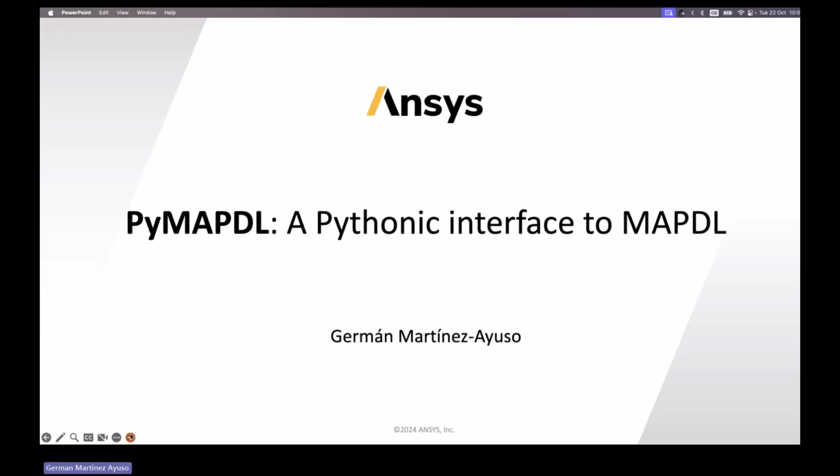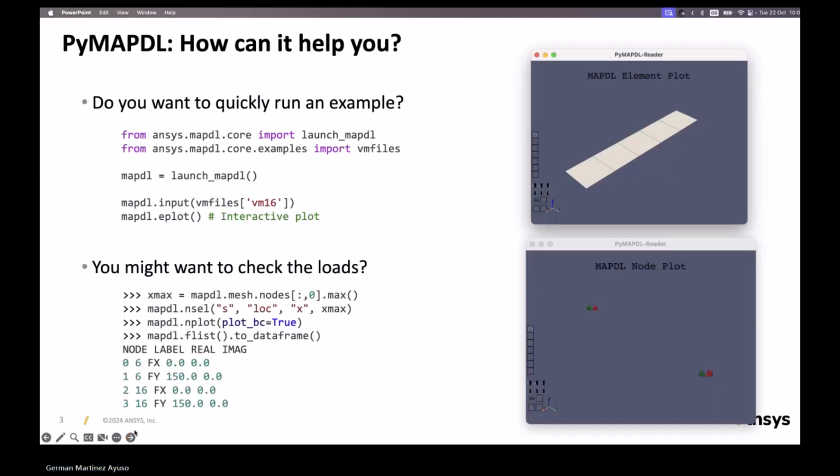So I will start with PyMAPDL, which is the Pythonic interface for MAPDL. I was thinking how PyMAPDL can help you guys, people who use MAPDL on a normal day-to-day basis. So, quick recap. What happens if I want to run a quick example?